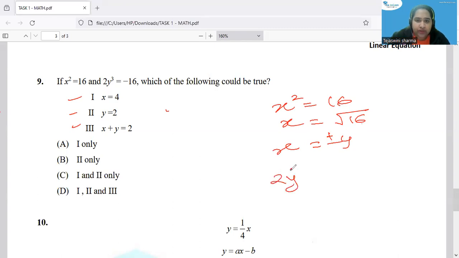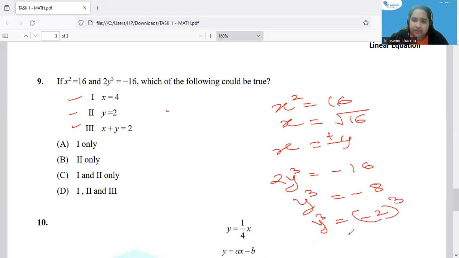And then you have to find 2y cube is equal to minus 16. So y cube is minus 8. And when you solve it, y cube is equal to the cube of minus 2. Then the value of y is minus 2 here, right? So which one is correct?